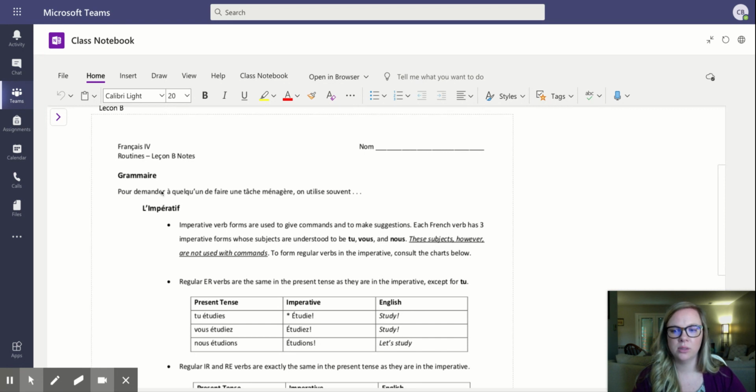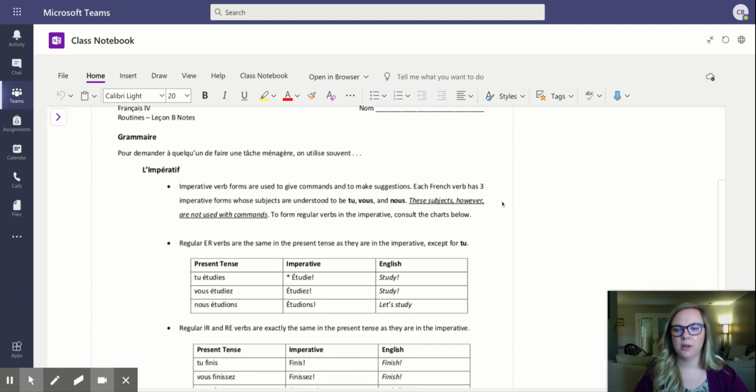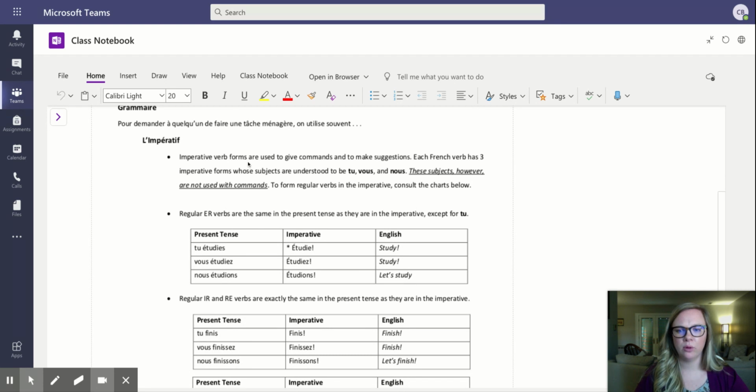So, pour demander à quelqu'un de faire une tâche ménagère, on utilise souvent... What I'm saying here is just basically to ask someone to do a household task, we often use the command form, l'impératif. That's what l'impératif means. It means it's an imperative, it's something that you have to do because somebody's telling you to do something. So, the imperative verb forms are used to give commands and to make suggestions.